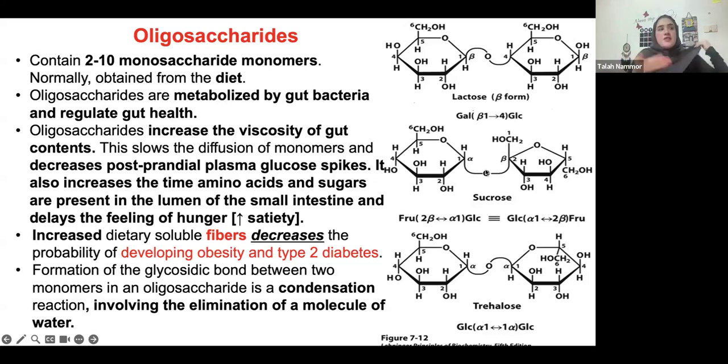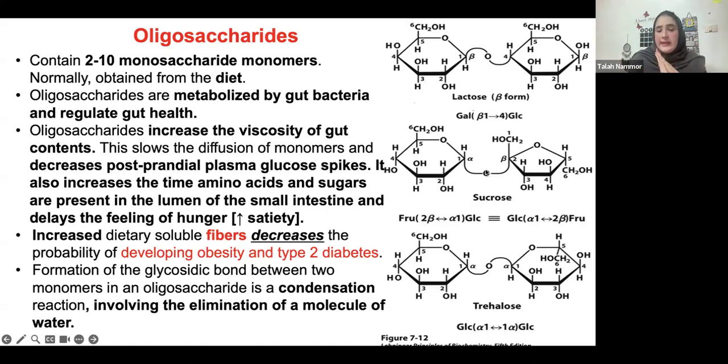So when you increase the viscosity, do you know what viscosity is? It's the texture: it's not going to be watery, it's going to be thick. This increase in viscosity, what will it do? It will decrease the postprandial plasma glucose spikes. It sounds all fancy, but the idea is, it will just prevent the glucose spike after we eat.